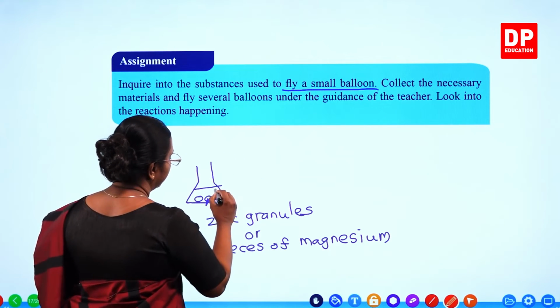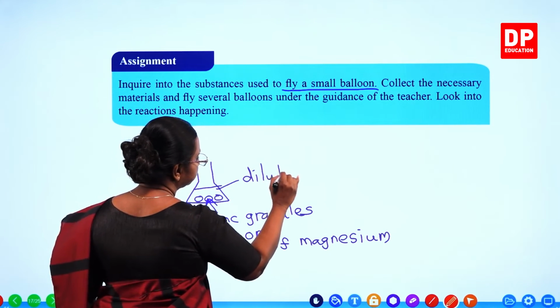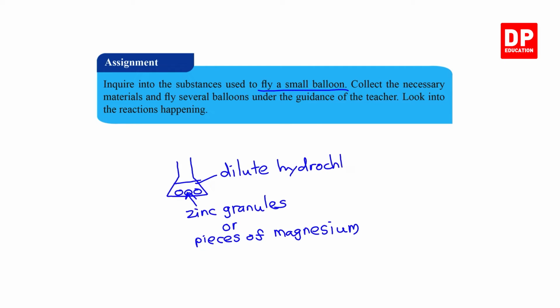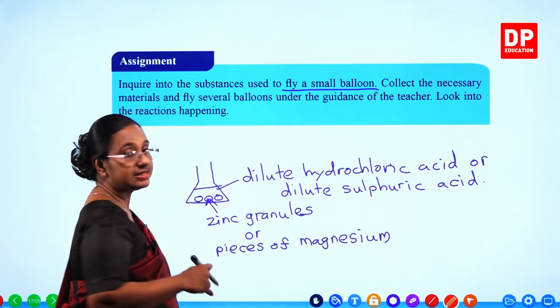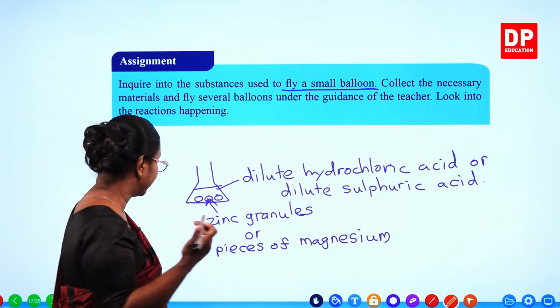And to that, what can you do? You can add dilute hydrochloric acid, or you can use dilute sulfuric acid. Then, as you add the acid, you know these are somewhat fast reactions, so they will start reacting quickly.